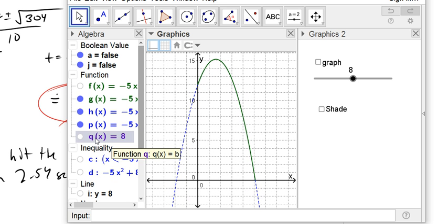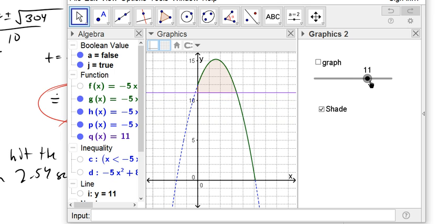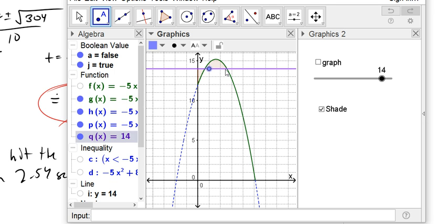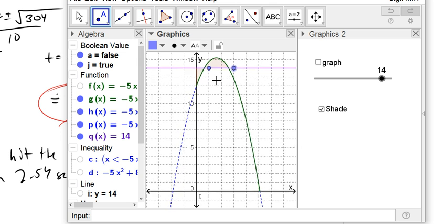Now if I turn on the 8, when is it above 8? I can shade that in, and there it is. So in other words, it starts above 8, so that just starts at 0. But what if it said, when is it above 13 meters or 14 meters? Well, then there you go. It would only be shaded between those two points, right? In there somewhere. But see what I'm saying?